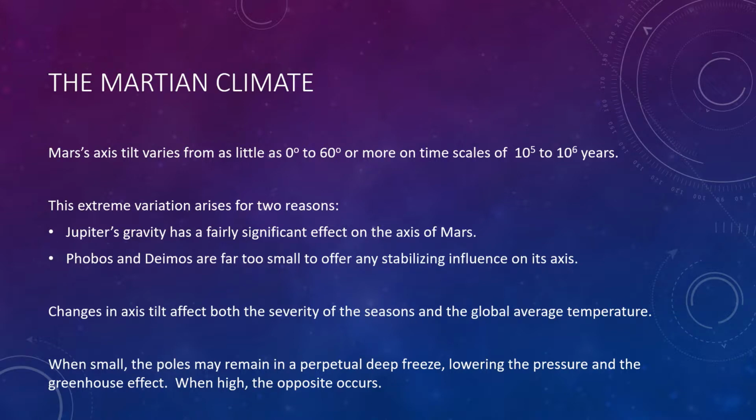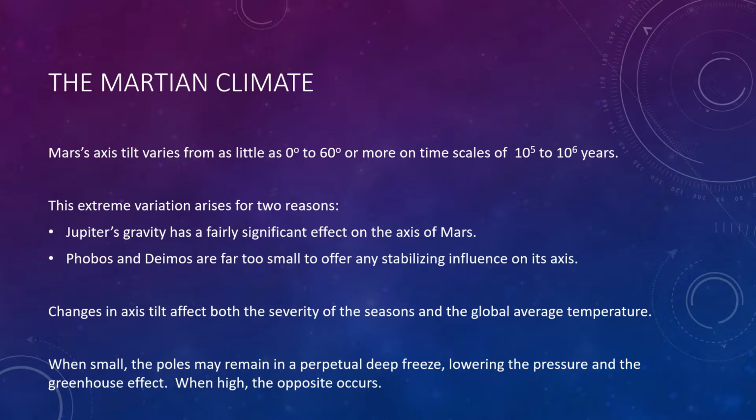The weather on Mars does not change much from one year to the next. However, changes in its axis tilt probably cause Mars to undergo long-term cycles of climate change. Theoretical calculations suggest that Mars' axis tilt varies far more than Earth's, from as little as 0 degrees to 60 degrees or more, on timescales of hundreds of thousands to millions of years.